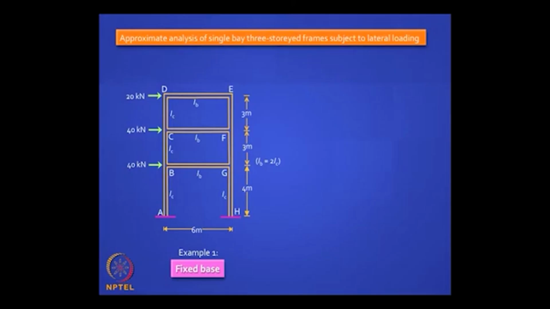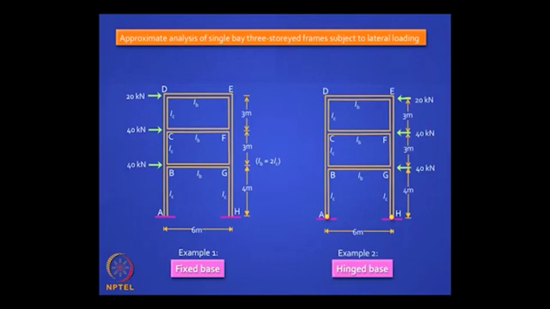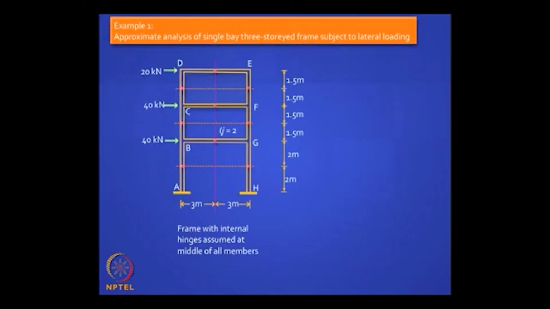Now we will do two examples. First we will assume the base to be fixed at the bottom, A and H, and the second example we will assume it to be hinged, and just to get you off the feeling that loads always act from left to right, we will reverse the loads and see how you draw the bending moment diagram.